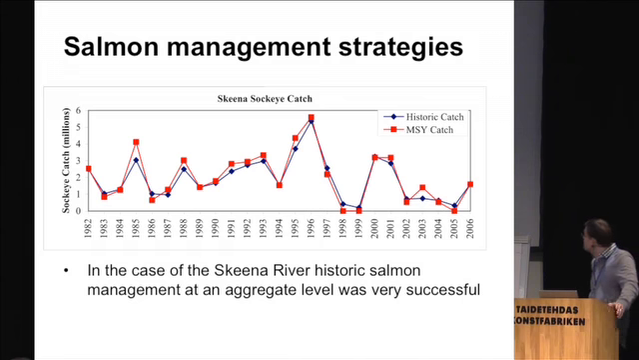Historically, management on the Skeena has actually been quite successful at managing the aggregate sockeye salmon stock to that target. So that's like 95%. The historic catch is 95% of what you would get with perfect implementation of an MSY strategy on the aggregate sockeye stock.